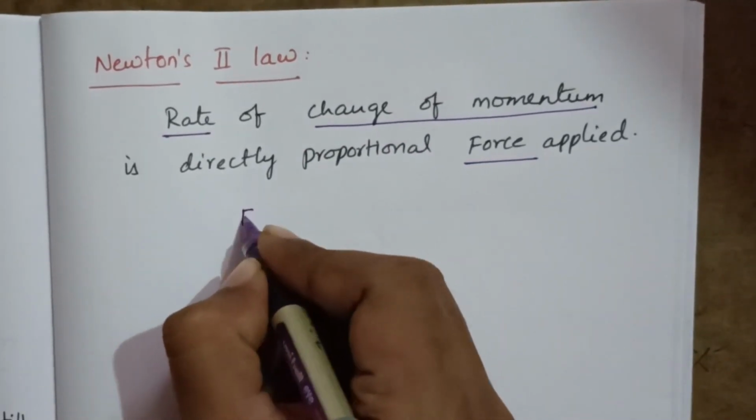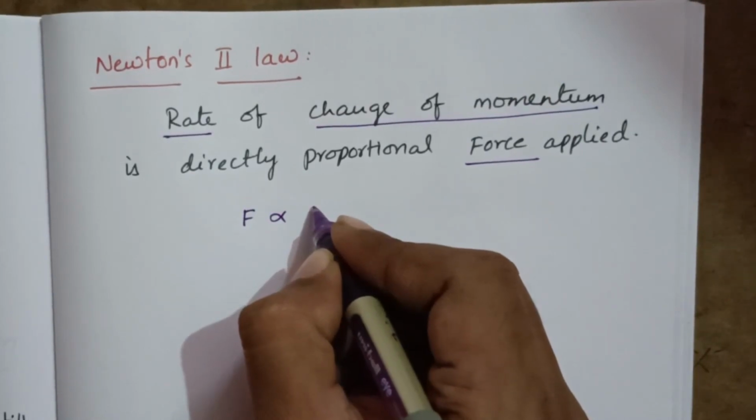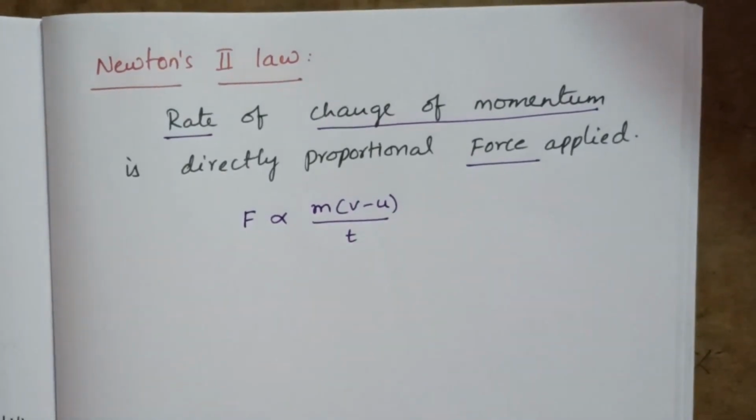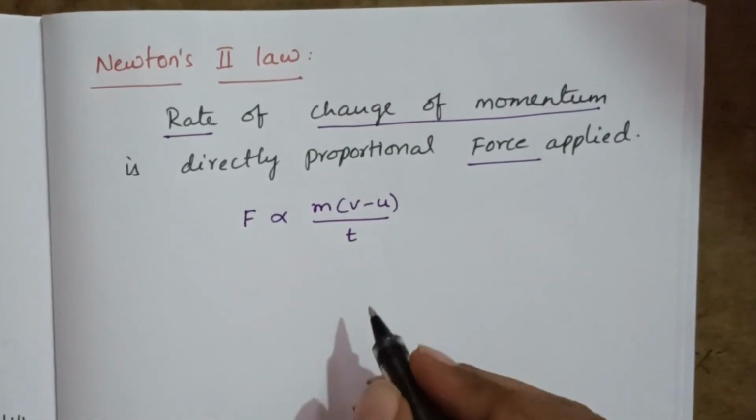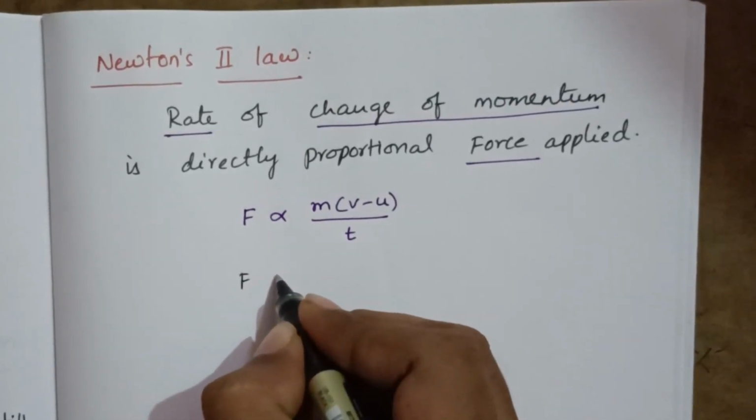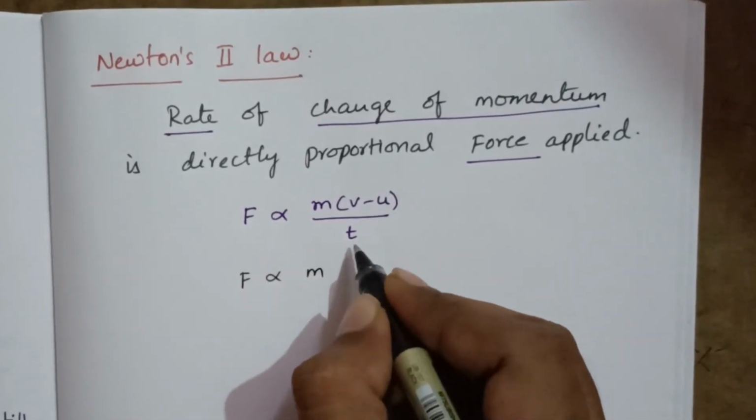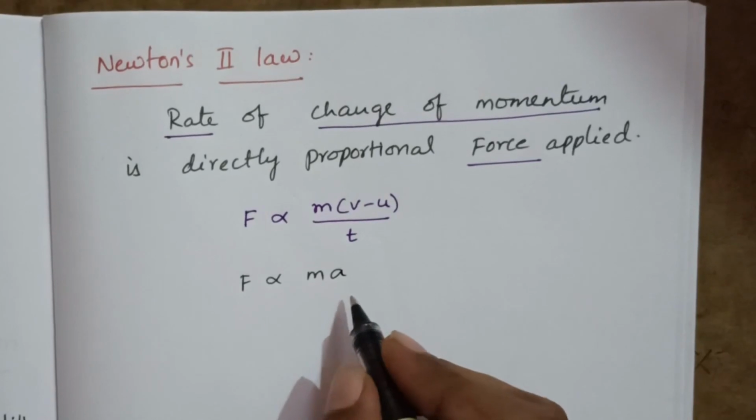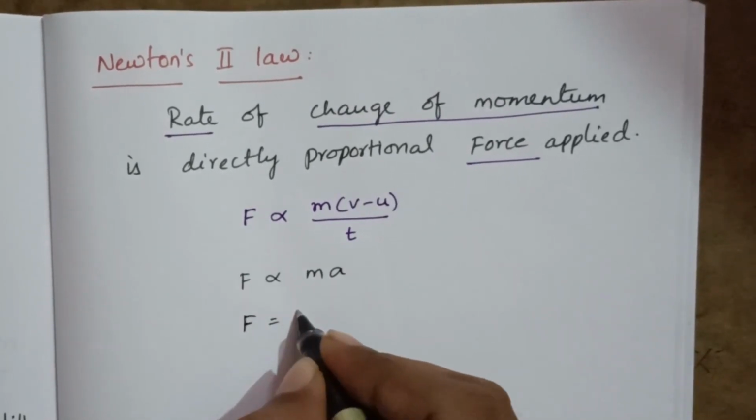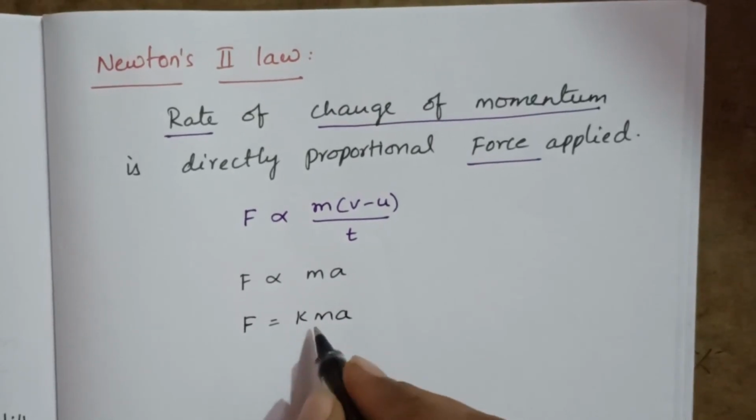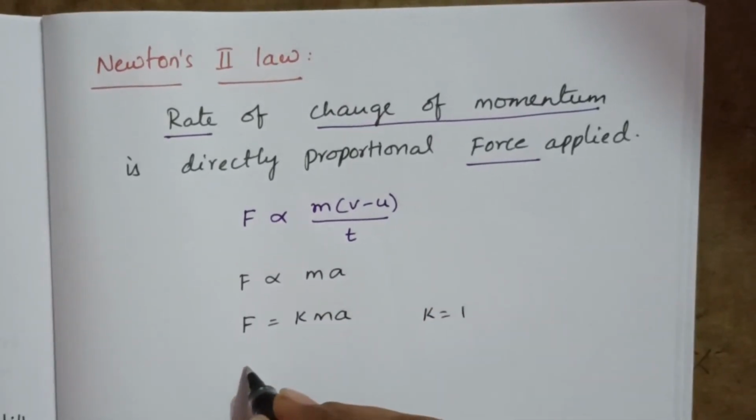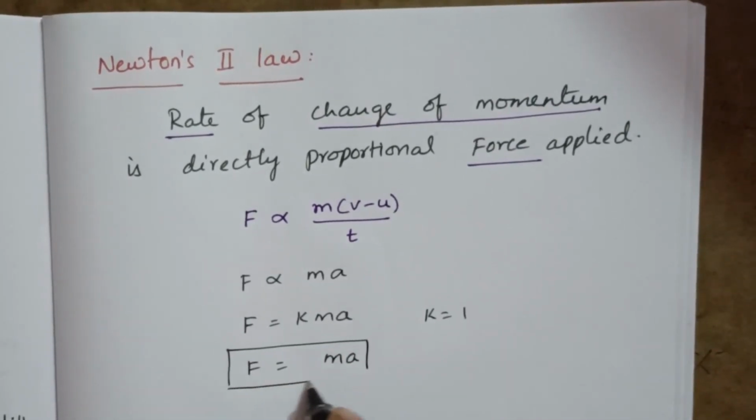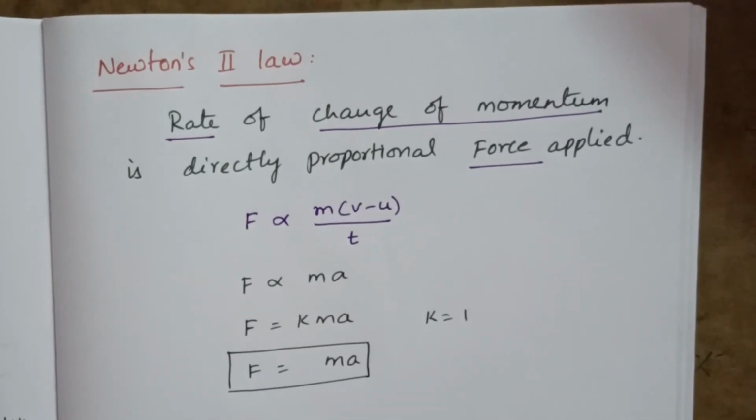So we can write F is directly proportional to rate of change in momentum, change in momentum divided by time. So F is directly proportional to m into (v minus u) by t, which is acceleration. F is directly proportional to m into a. To remove the proportionality symbol, we can take constant k equal to ma. K value is 1. So F equal to mass into acceleration. This is the formula for force.